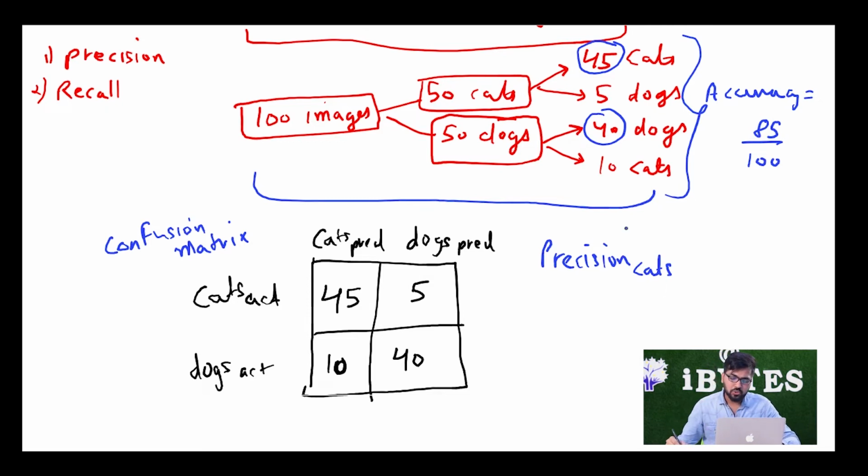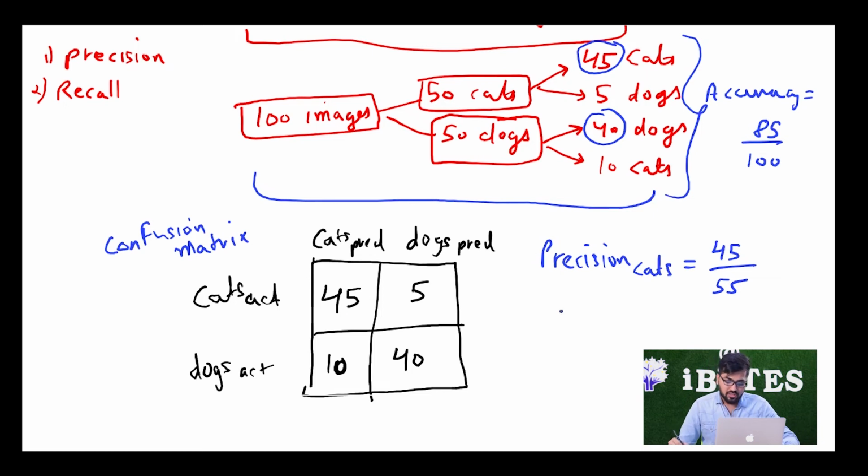Okay. So in how many did I predict cats? I predicted that out of these total 55 images, 45 plus 10, I am correct in 45 of them. So I labeled 55 images as cats, and out of those 55 I am correct in 45.